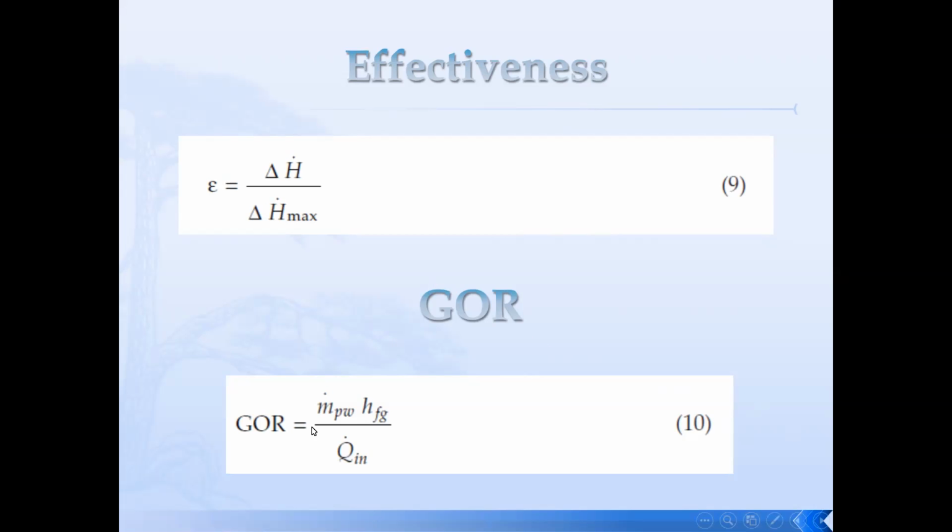The gain output ratio, M dot pure water into HFG over Qn. This Q can be whatever. I mean, you can have a system operating by an electric heater, like some of the units that we have in the lab. You can have the system operating by solar energy, so that you can have a solar water collector to heat the water and pass it into the system. Or it can be any sort of waste heat. If you are working beside an air conditioning unit, you can take the heat of the condenser and you can heat water and add it to the system.